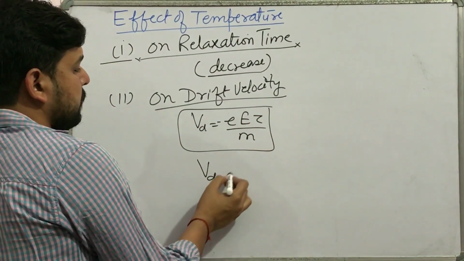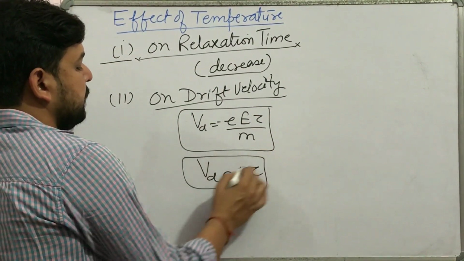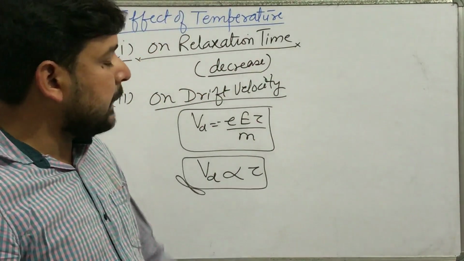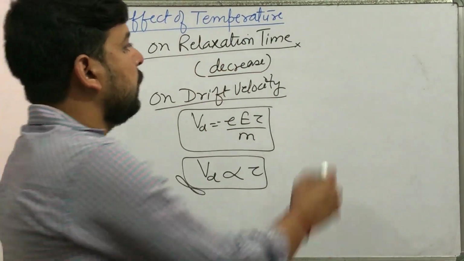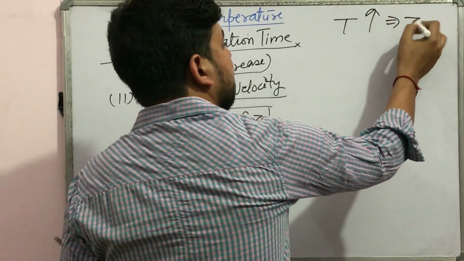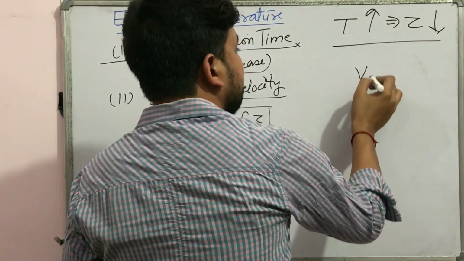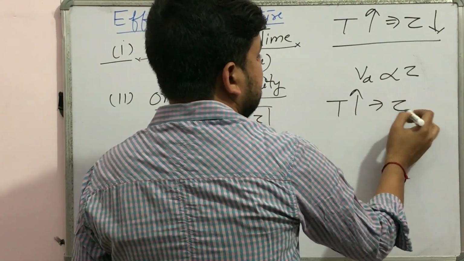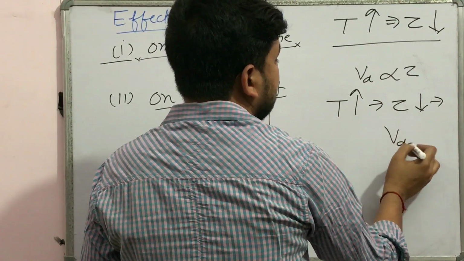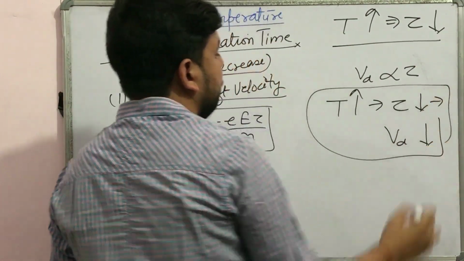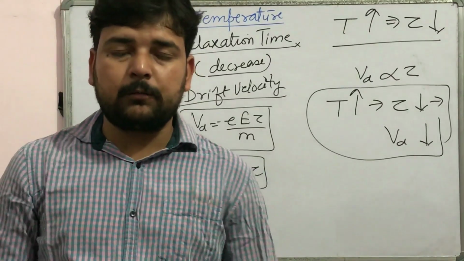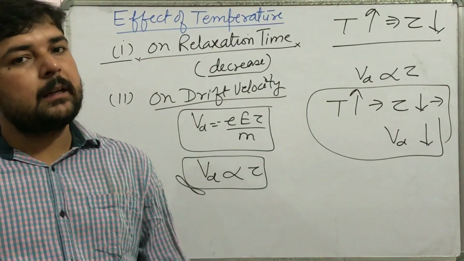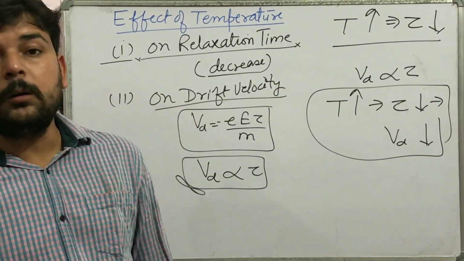It means this drift velocity is proportional to relaxation time. It means when the temperature is increased, the relaxation time decreases, and Vd is proportional to tau. So when temperature is increased, relaxation time decreases, and then Vd will decrease. So when the temperature of a conductor increases, the relaxation time decreases, and so the drift velocity also decreases.